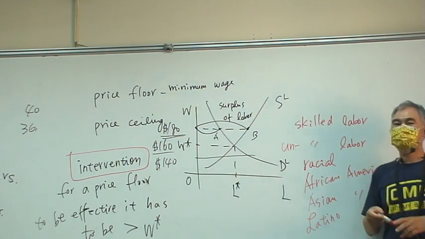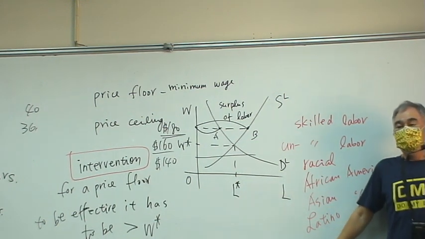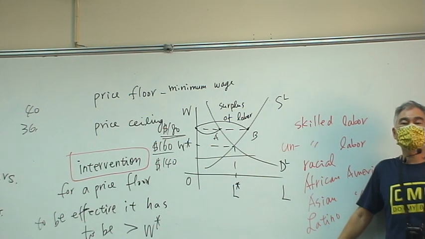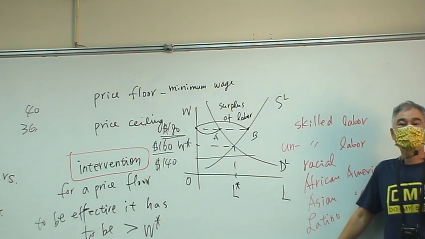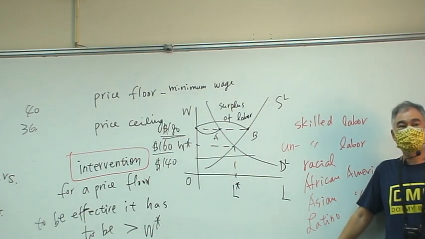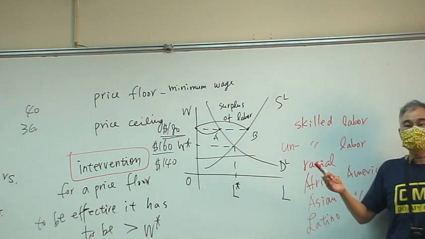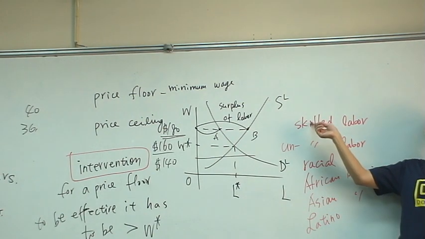Because you have people belonging to different groups. The most advantaged people will be white, right? The white Caucasian. They have good education, good income, good family. And so necessarily they're going to be more productive and more likely to be skilled labor.